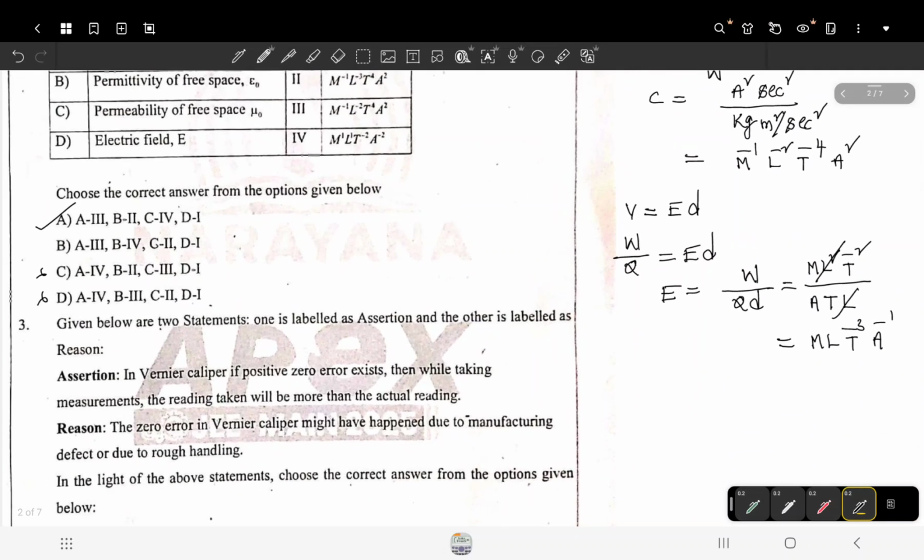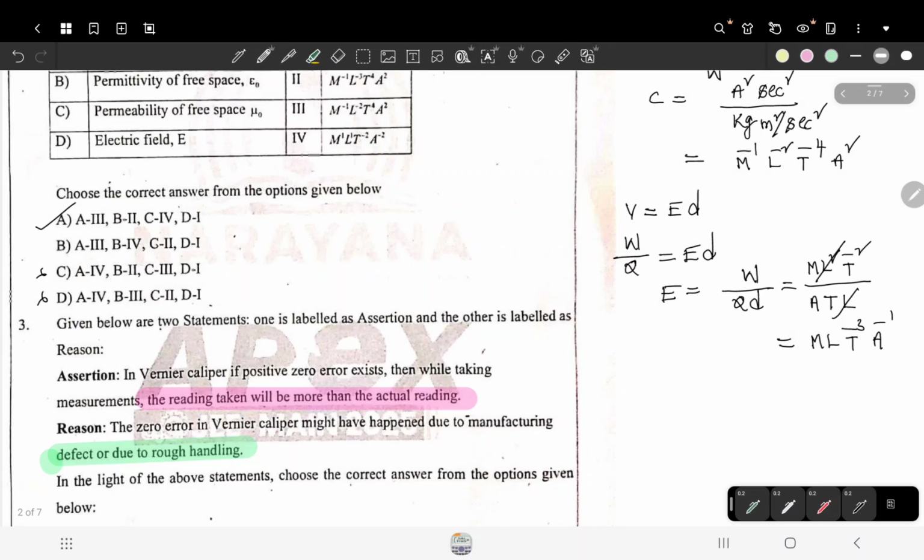Now the third one. Given below are two statements. One is labeled as assertion and the other one is labeled as reason. The assertion is, in a Vernier caliper, if a positive zero error exists, then while taking a measurement the reading has to be more than the actual reading. Yeah, you know that already. And next, the zero error in a Vernier caliper might have happened due to the manufacturing defect or due to rough handling. Yeah, this is also right.